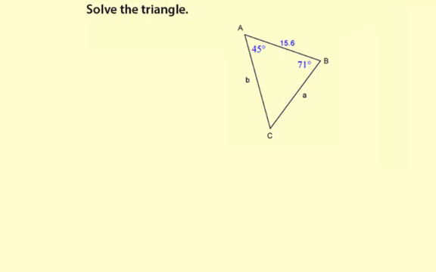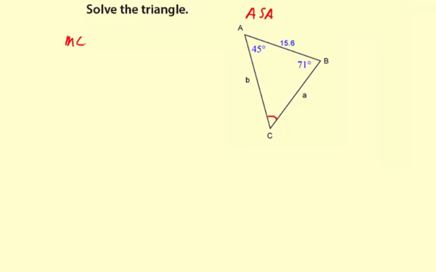Solve the triangle. We're given two angles and the included side, so it's angle-side-angle this time. And that is one of the law of sines criteria, so we're going to use that. But first I'm just going to use the triangle sum theorem to find the measure of angle C.